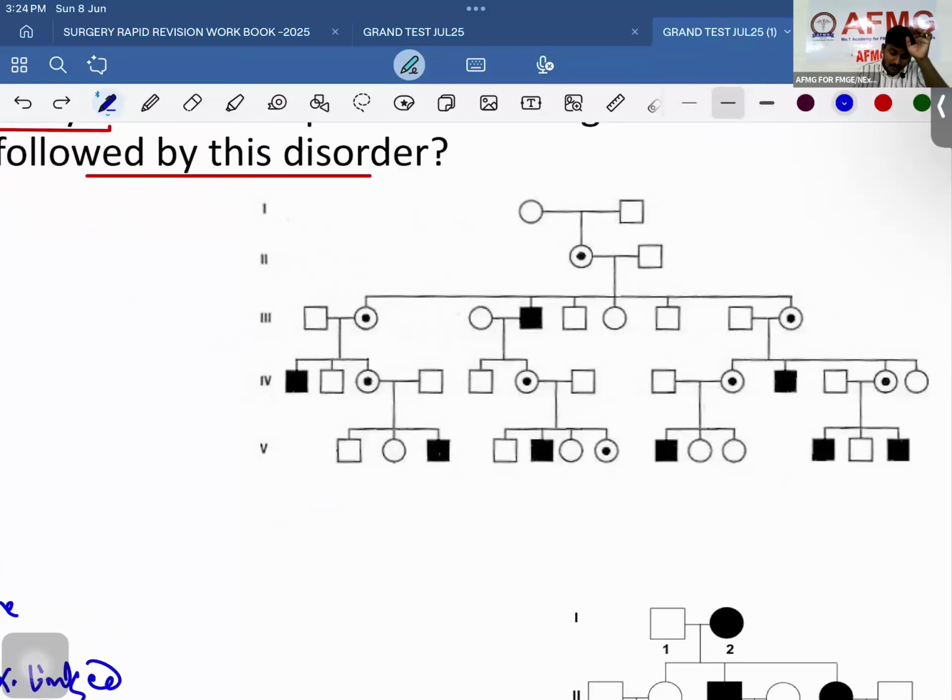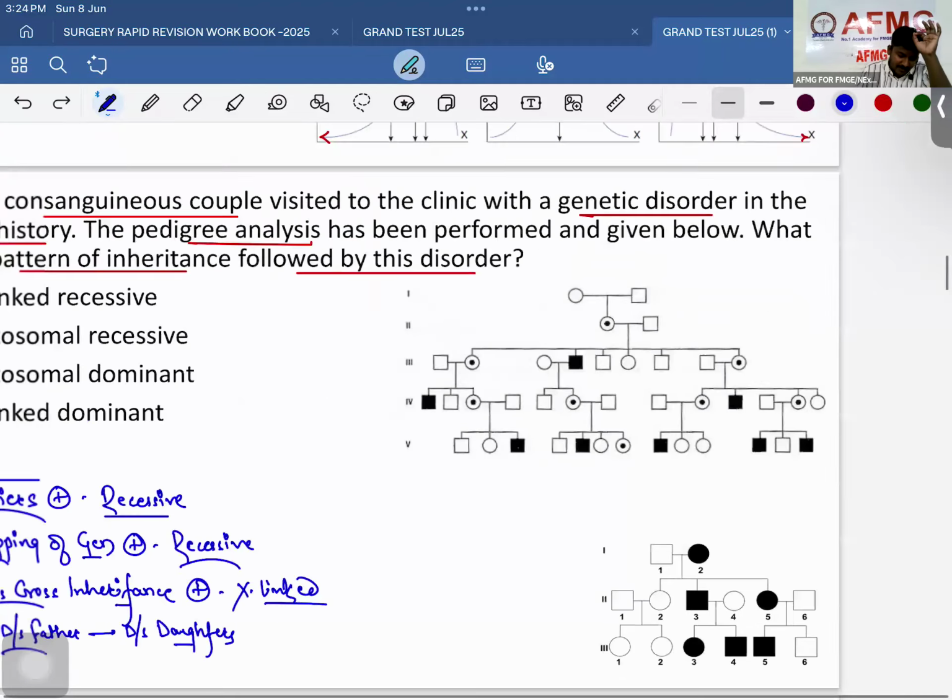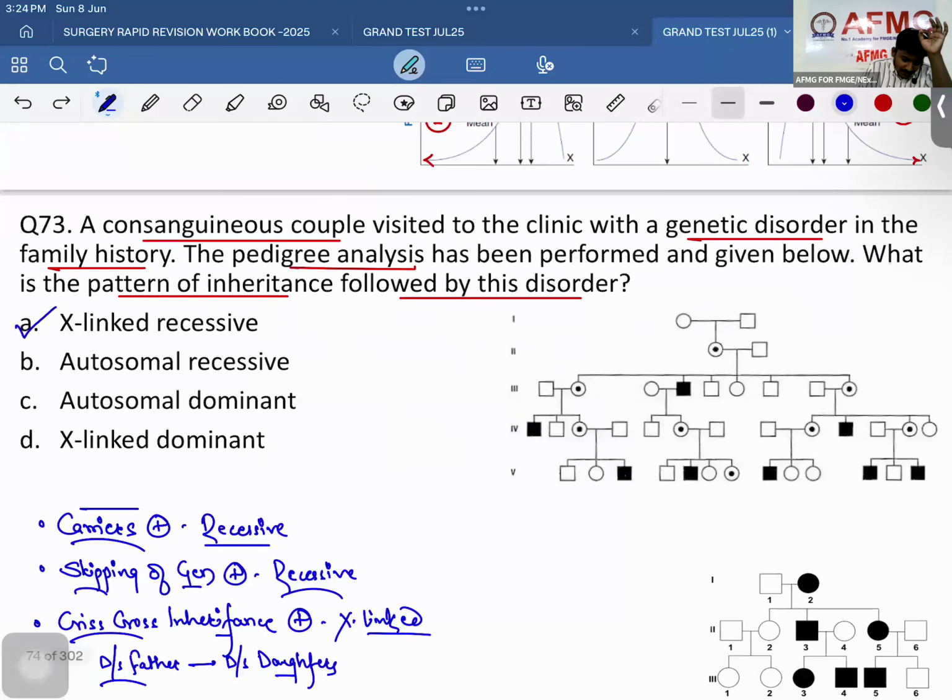See the father. Here you can see the father is transmitting the disease to daughter, not to son. Here also if you see, जहां जहां father affected होगा वहां पर disease only will go to the daughter, not to the son basically. So here, as crisscross inheritance is followed, it has to be which pattern of inheritance? Option A, that is X-linked recessive pattern of inheritance. That is what is important to be remembered.